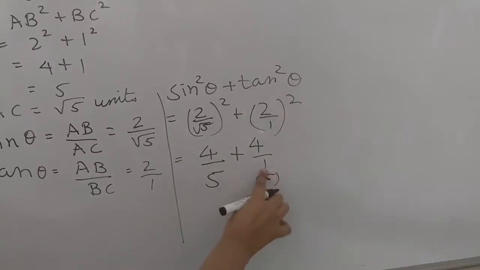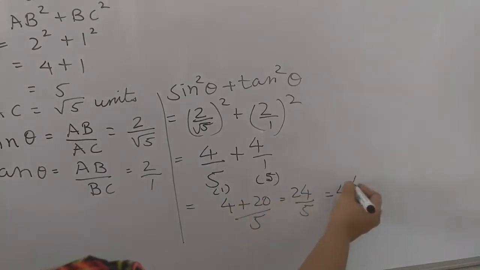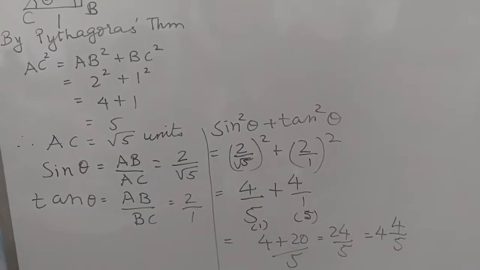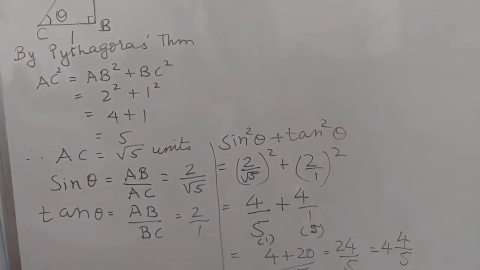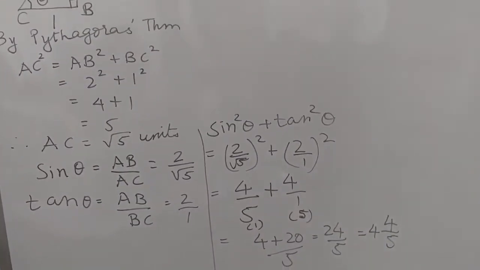By taking LCM, this is 5, taken LCM, and here is 1. So 4 plus 5 4s are 20 by 5. This is 24 by 5. Now 24 by 5 you can convert into a mixed fraction also if it is required. So in the answer you are given 4 integer 4 by 5, that is the same as 24 by 5. So here we have completed question number 12, students. First of all, using the Pythagoras theorem find the hypotenuse, and then using sine and tan values you get the required answer.